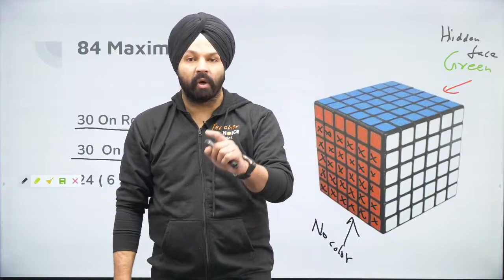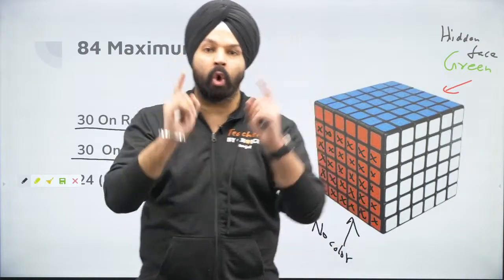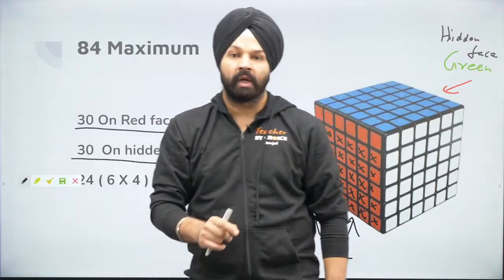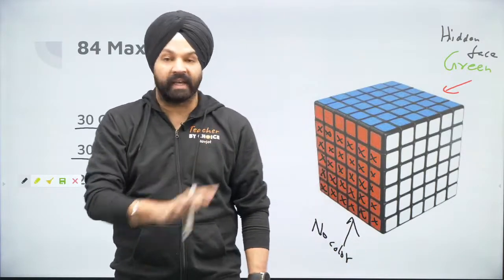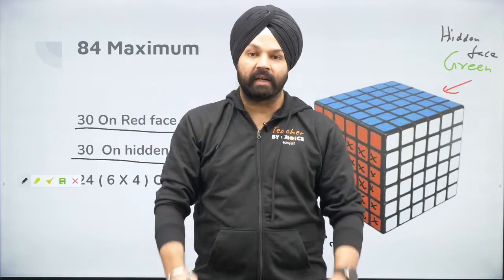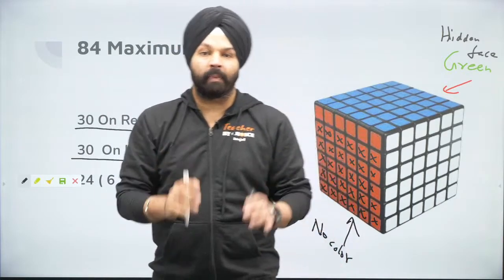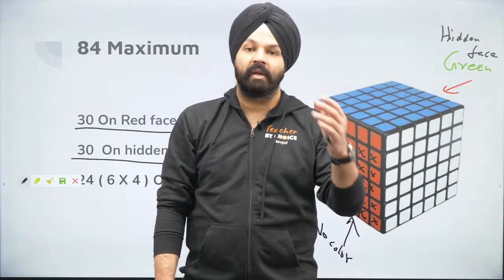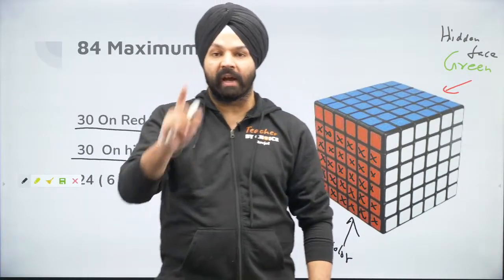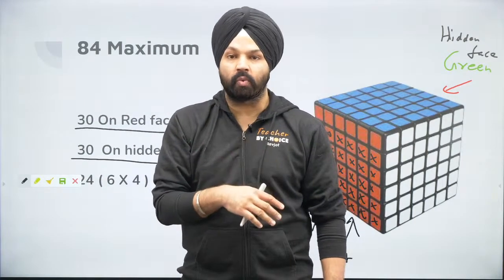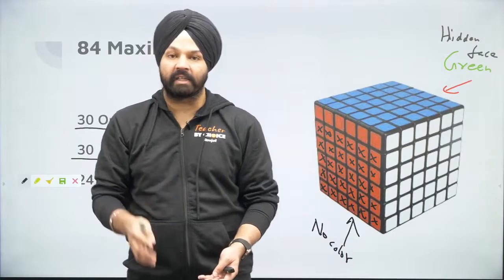I repeat, for those who have just joined in, we are solving the most important question of cubes, whose explanation is not given in many books. The question is that there is a 6 by 6 by 6 cube, and you have 3 colors. You need to paint it. Then what will be the maximum and the minimum number of cubes which will have one face painted? First part we have already done, that is the minimum, which was 75. Now we are solving the maximum.